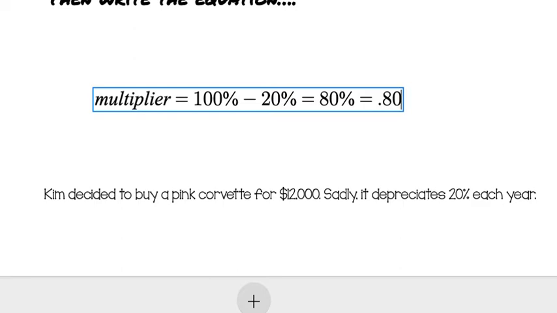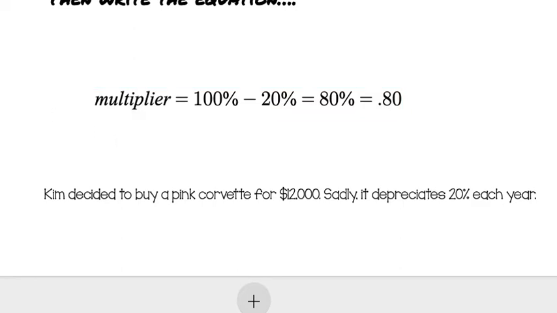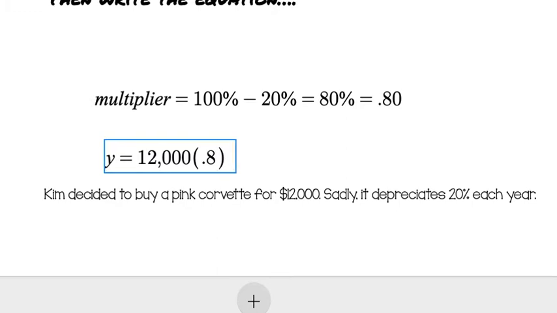So I want to be very careful I'm not using 20% as the multiplier. If I was doing that, I'd be only getting 20% of what's left, and it's not actually the case. So I do now have my multiplier, it's 80%. So now I'm going to go ahead and again write that equation. So it will be y equals 12,000 times 0.8 to the x.